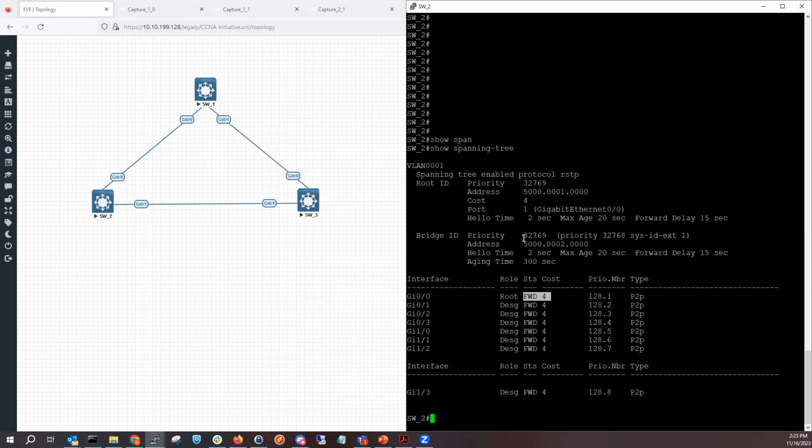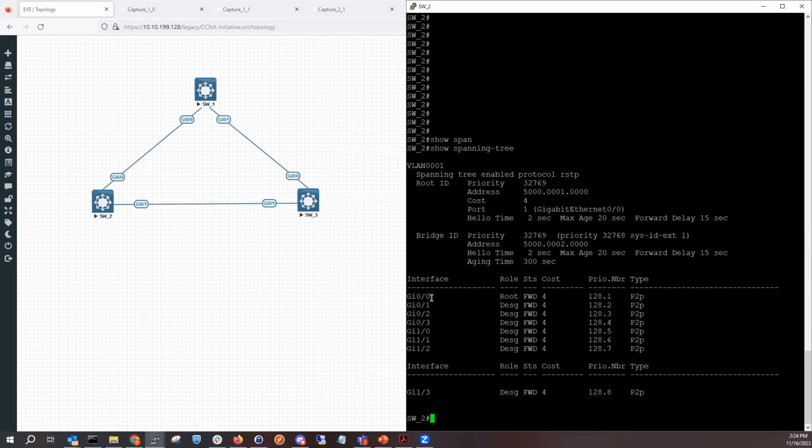Same as always, like I told you guys, priority has not been changed. 32,768 plus the VLAN ID, aka the sys ID extension, which is 1, which means VLAN 1 is going to be 32,769. And here's the MAC address of this switch. This is our information, this is our bridge ID: MAC address plus the priority.